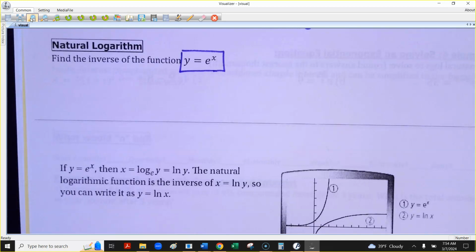Nobody remembers? What do you do? If you're just finding an inverse of a function, how do you do that? You remember? Flip x and y. Yes.